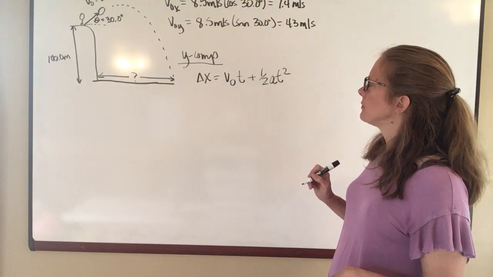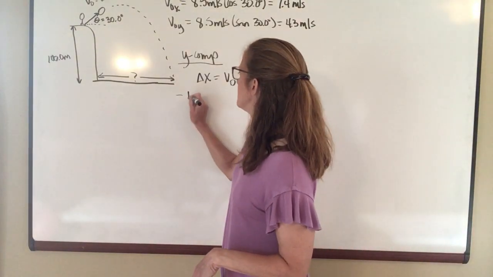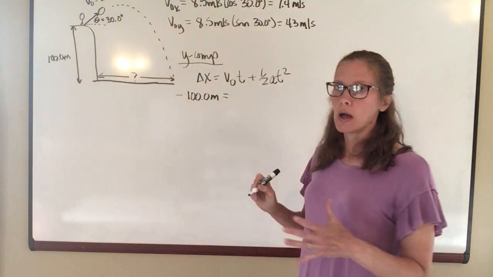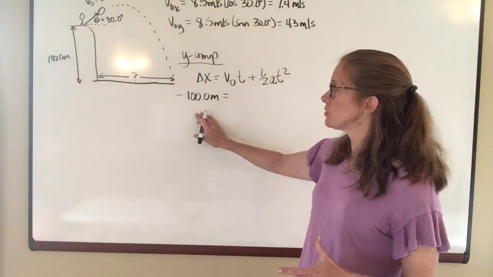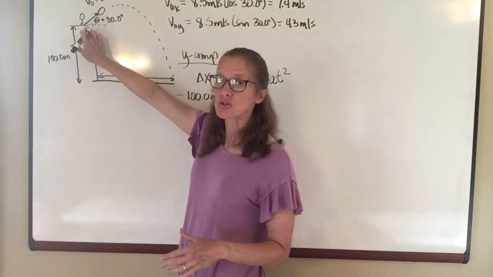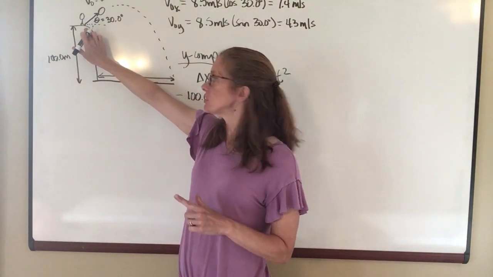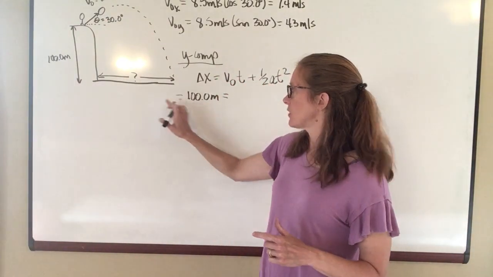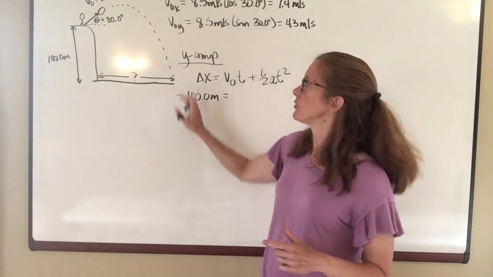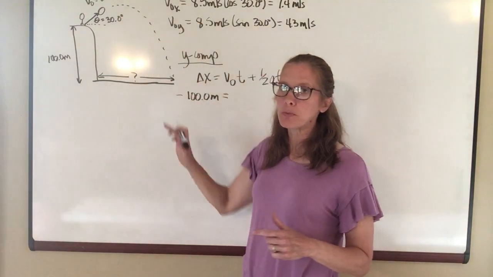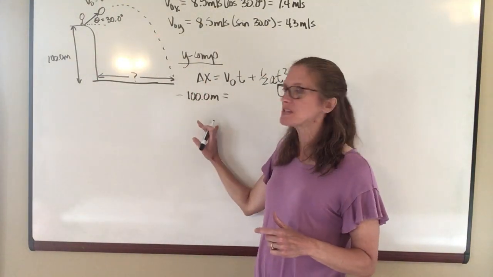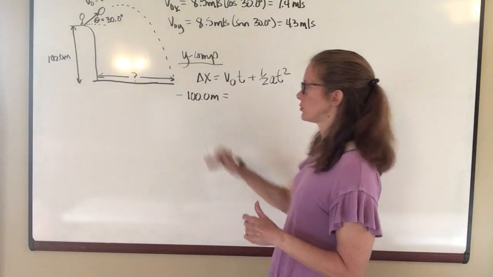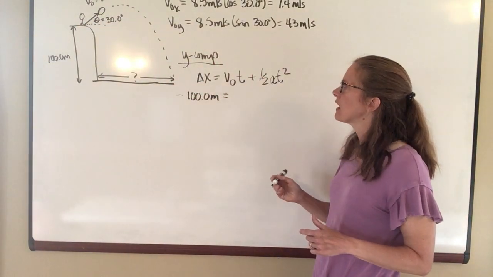So the delta x is a negative 100.0 meters. Why is it negative 100? Because this is where the rock started. Its final displacement was 100 meters below where it started. So that's why this is negative, and that's why it's 100. It did travel up, but remember, this is final displacement, and so the displacement was from here down to the cliff, or to the floor of the valley, okay?